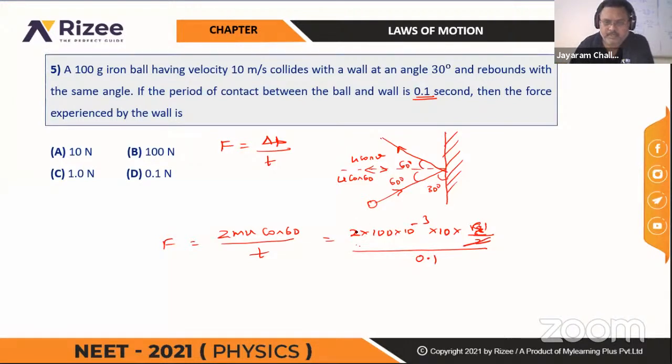So the 2 is removed here, the 10 to the power of 3 terms will be cancelled, and 1 by 0.1 is nothing but 10 newtons. So this will be your condition.